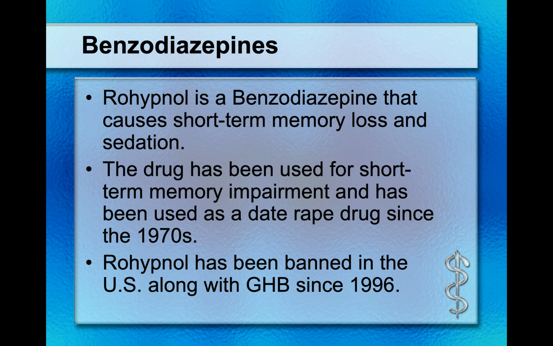The drug has been used for short-term memory impairment and has been used as a date rape drug since the 1970s. Rohypnol has been banned in the United States along with GHB since 1996 because it was used so frequently as a date rape drug.